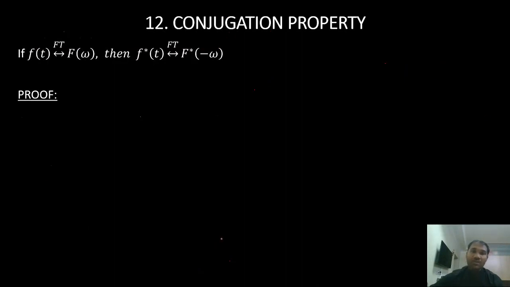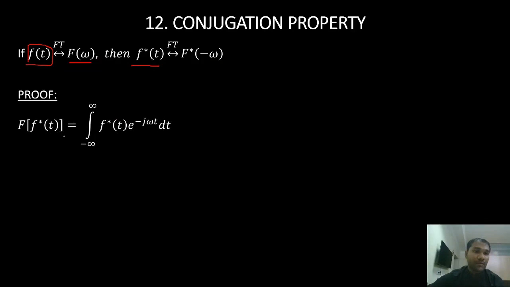Next one is the conjugation property. What happens to the Fourier transform if I take the conjugate of the time signal? So let me take the Fourier transform of f conjugate of t, right? In place of f of t, I am just substituting f conjugate of t. Now what I will do, I will take the conjugate out here and make it something like this. So for that, what can I write?